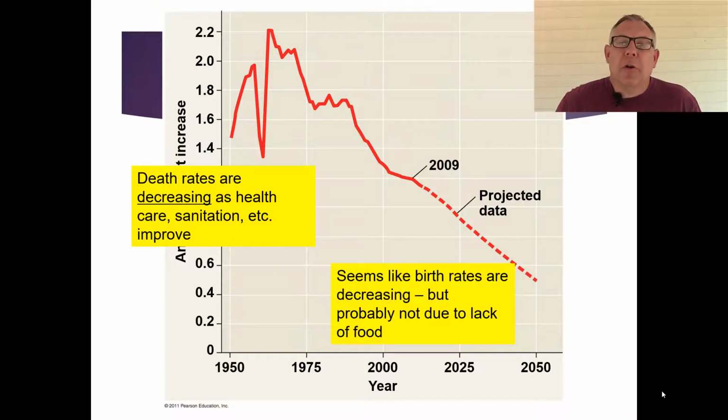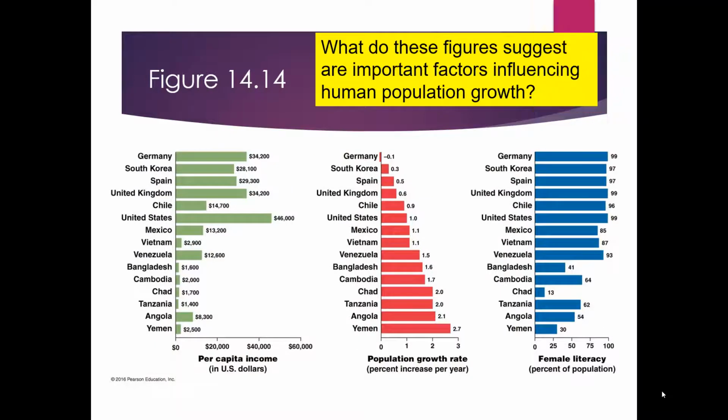But why are those birth rates decreasing? Why are we having fewer babies? Well, it's probably not due to lack of food. It seems that we can produce tremendous amounts of food, and again, the availability of food is a socioeconomic problem, a political problem, so there's lots of complexity here, but it's probably not due to lack of food. So why are birth rates decreasing? Well, if you look at this figure from your book, it suggests some of the reasons.